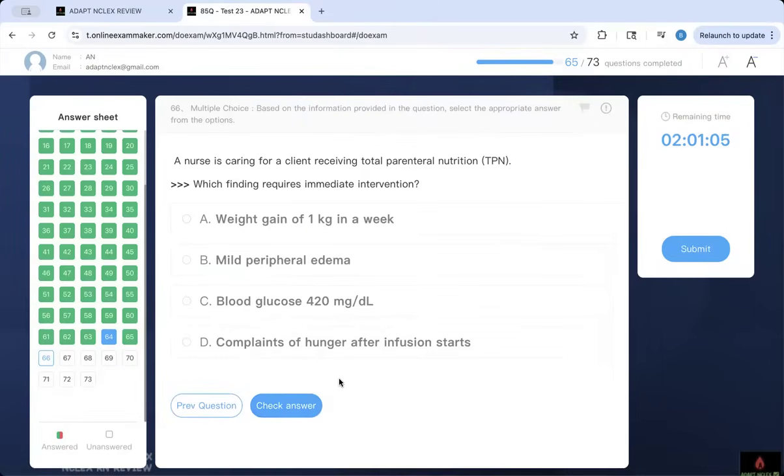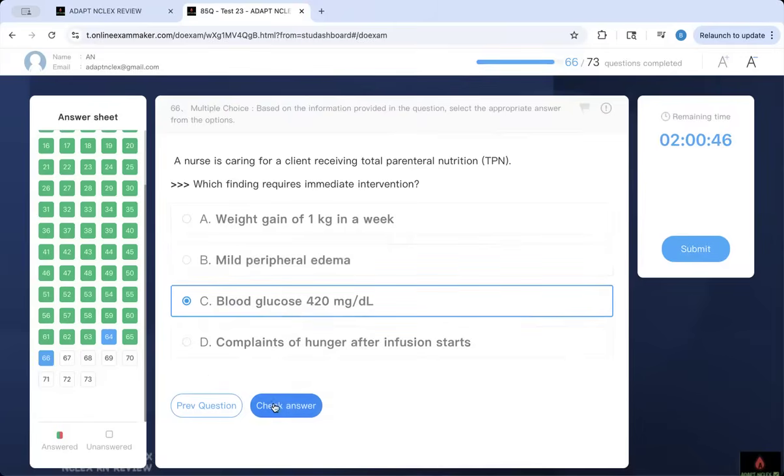And next is what? Caring for a client receiving TPN. Which finding requires immediate intervention? Patient gained 1 kilo in 1 week. There's mild edema. Glucose is 420. Patient is complaining of anger after infusion start. What do you think? Pick your answer. Let me know. But what? Glucose is too high.